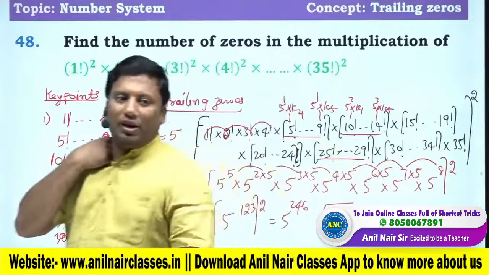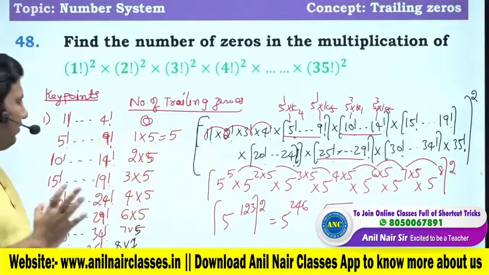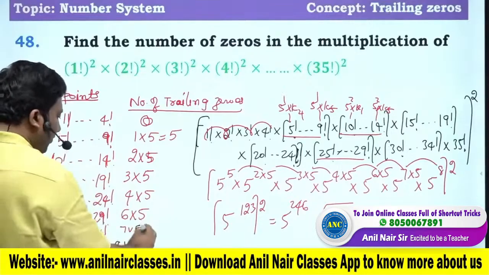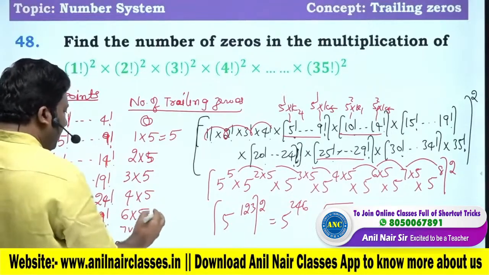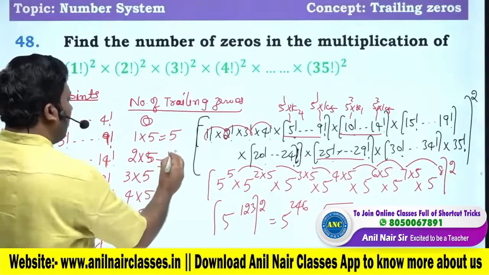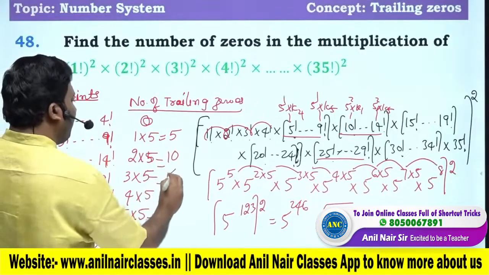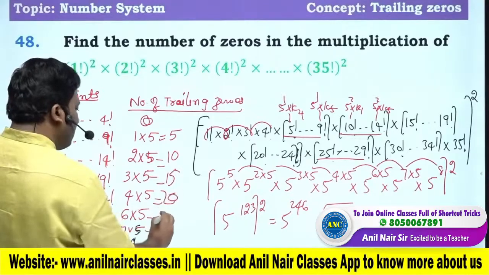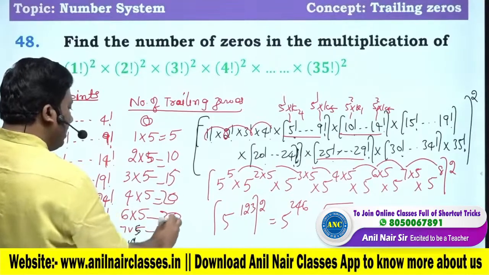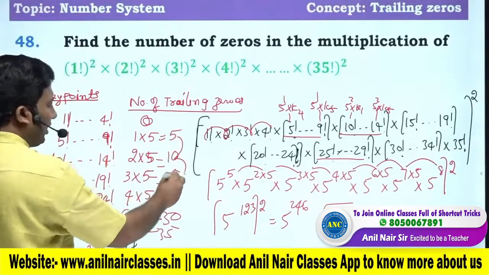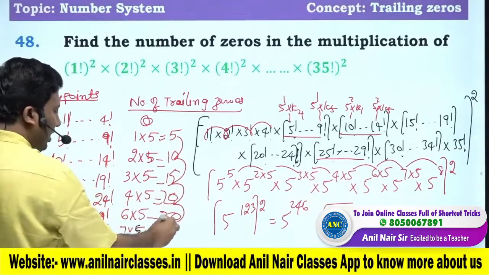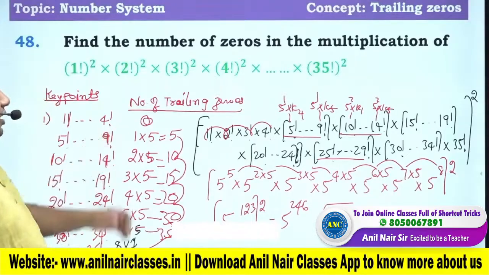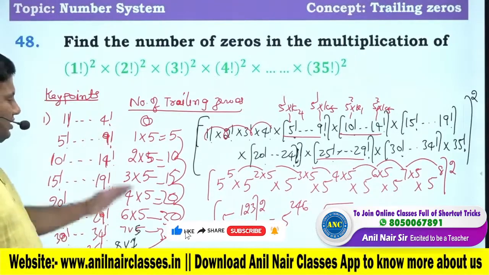The answer will be 246. Very good question, sir. So even if you add it: 5, 10, 15, 20, 30, 35. If you add it, 15, 30, 50, 80, 115, 115 plus 8 is 123. Square is there, so I will get 246.